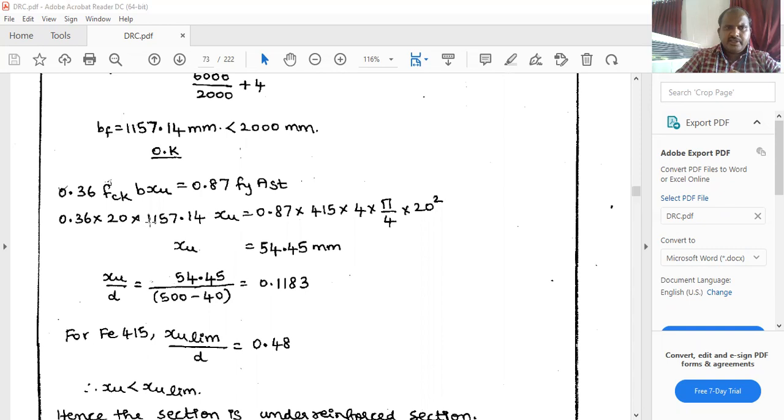0.36 into 20, into 1157.14 XU, is equal to 0.87 into 415 into 4 into pi by 4 into 20 square. So XU is 54.45 mm.